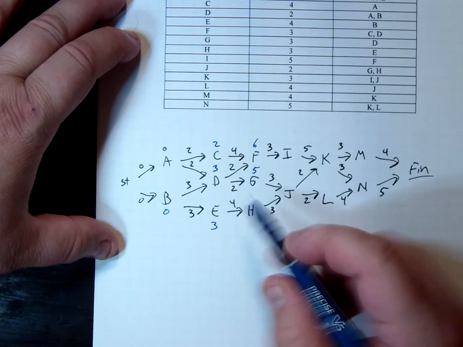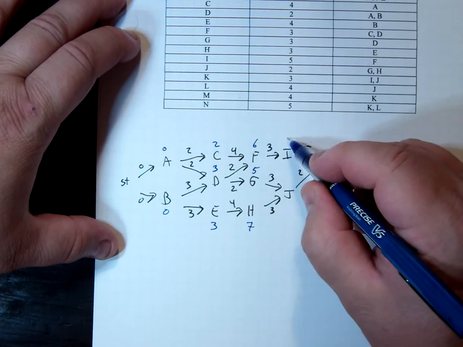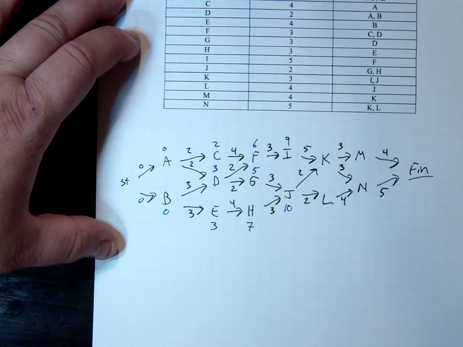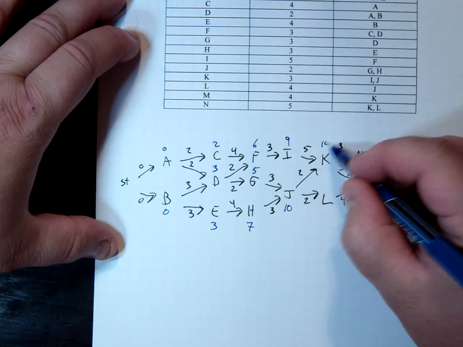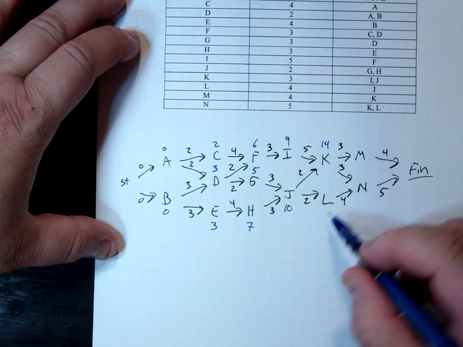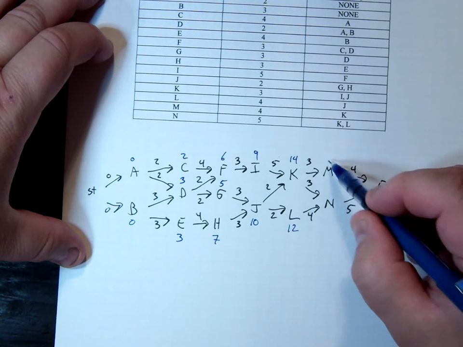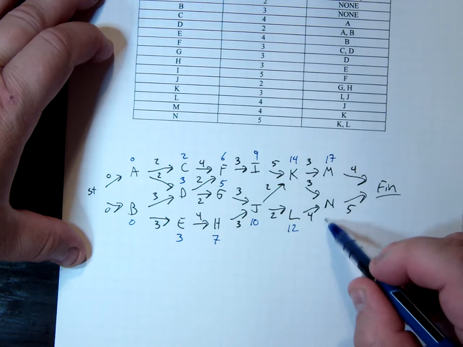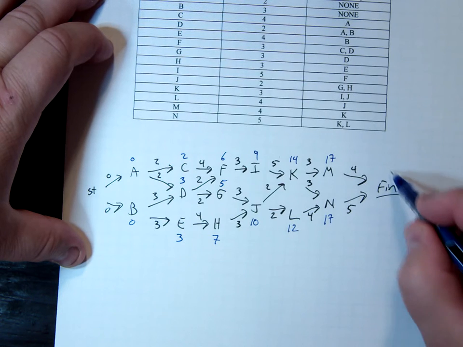And then H is going to have to wait till after 7 days, 3 and 4. I, 6 and 3, can start after 9 days. J is either 8 or 10, so it can start after 10 days. K, 14 or 12, so after 14 days. L, 12. M, start after 14 and 3 is 17. N is either 16 or 17, so it's 17. And then 17 and 5 would be the bigger one, so 22 to finish.